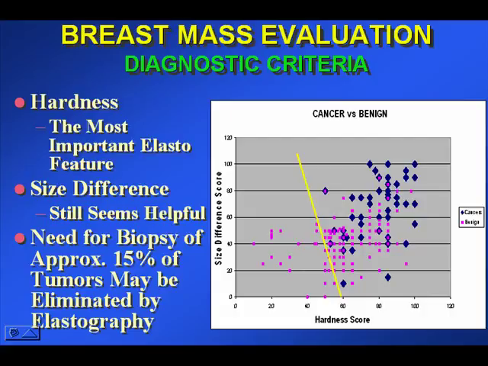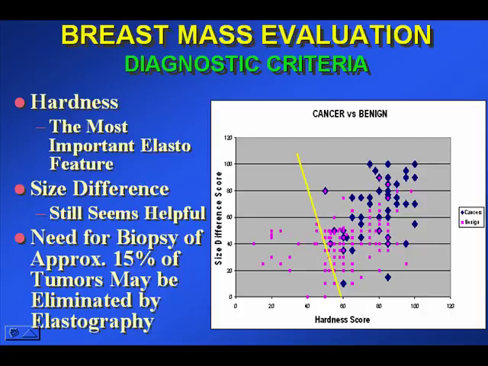And these are benign lesions that we're talking about. So when we use elastography, we're often talking about diagnosing benign lesions and avoiding biopsies. All the lesions on this plot, of course, were biopsied because they were considered suspicious by sonography, and approximately 15% of them could have been eliminated using elastography according to the plot here.